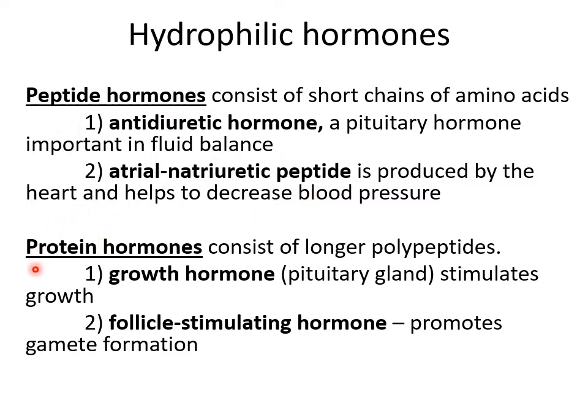Protein hormones are basically derived from longer polypeptides instead of short chains. Examples of this include growth hormone and follicle stimulating hormone. Growth hormone is quite obvious. It stimulates the growth of new cells. Follicle stimulating hormone is produced during puberty and adulthood and promotes the formation of eggs and sperm.